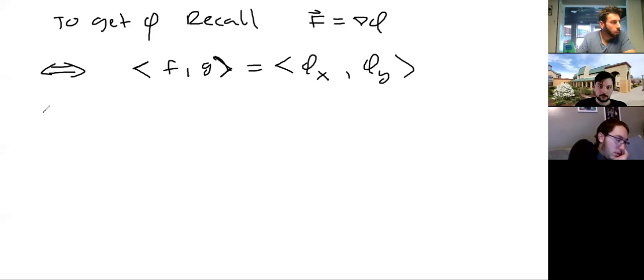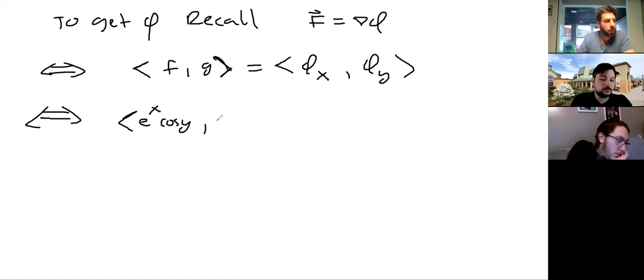Now write out what f is. We know what little f is; we wrote it on the previous page. That's e to the x cos y. And then g was minus e to the x sine y.